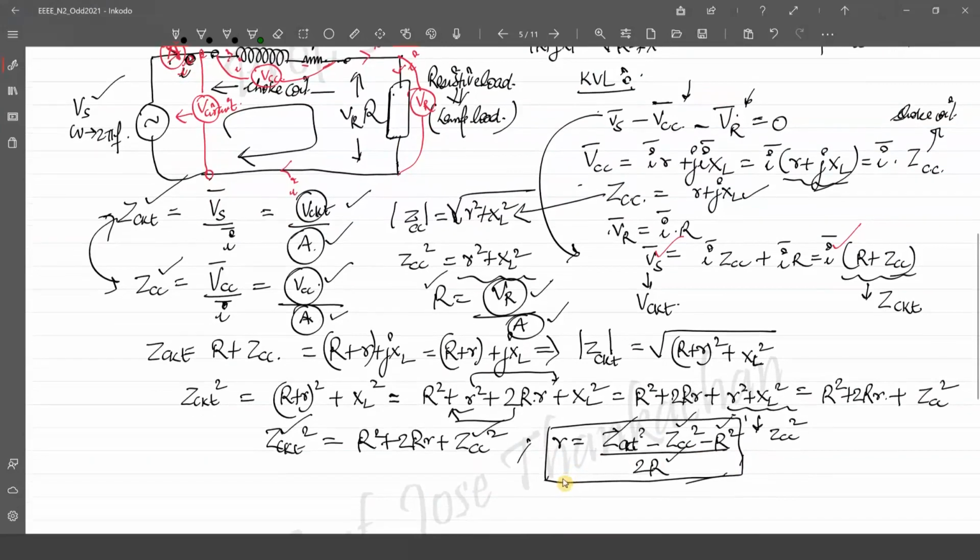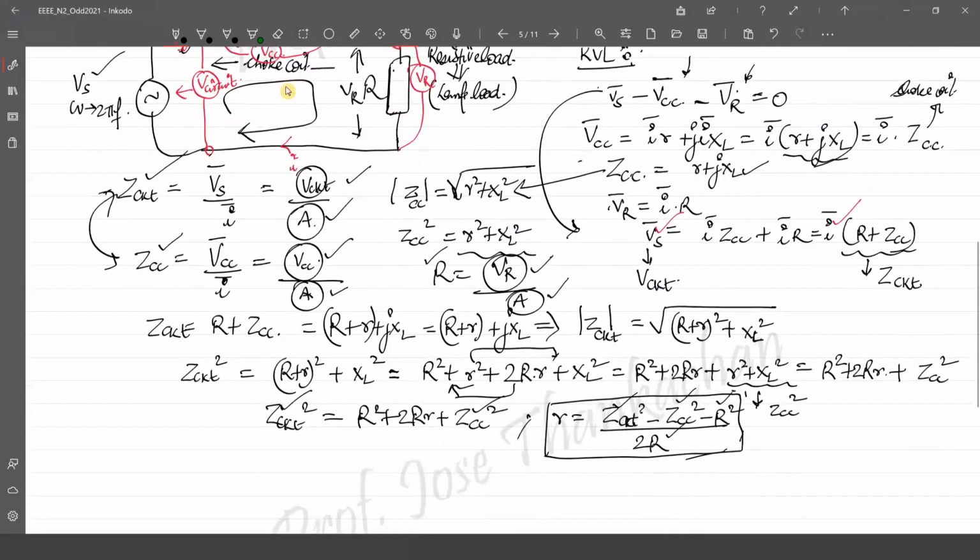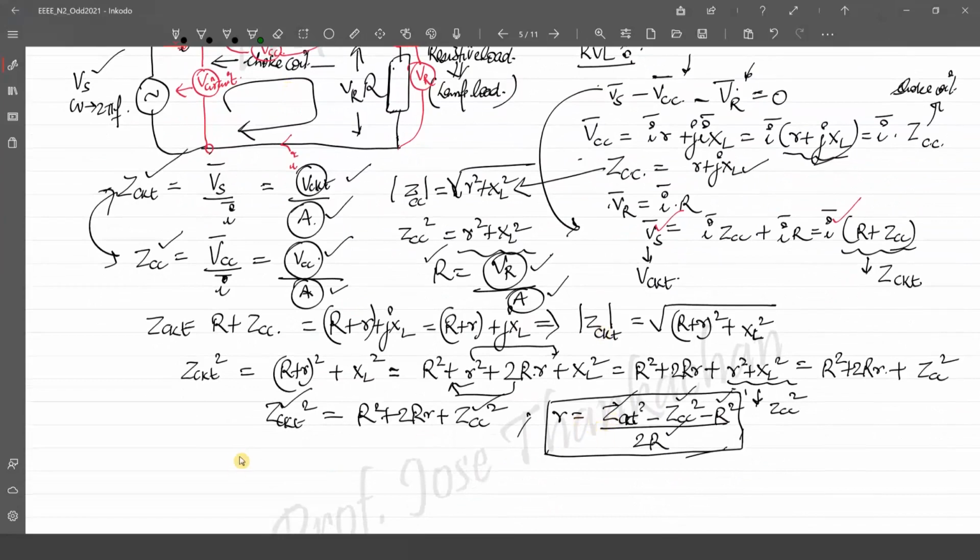Next is what we have to evaluate. We have to find out the inductance of the choke coil, L. How will you find out that? Already we know what is ZCC. ZCC square is equal to, from this expression, small r square plus XL square. So what is XL? XL is nothing but root of ZCC square minus small r square. And since we have found out small r from here, and ZCC is already known to us, we can find out what is XL.